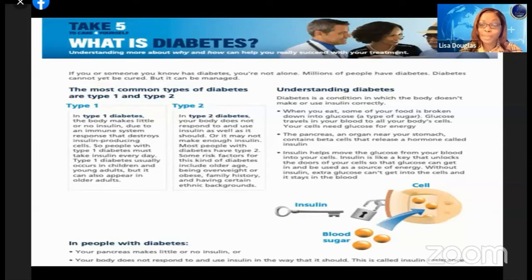Then you have type 2 diabetes. Your body does not respond to and use insulin as well as it should, or it may not make enough insulin. Most people with diabetes have type 2. Some risk factors for this kind of diabetes include older age, being overweight or obese, a family history, and having certain ethnic backgrounds. Type 2 diabetes is actually treatable. We've had patients that are obese who have had bariatric surgeries and have actually reversed it, just so you're aware.